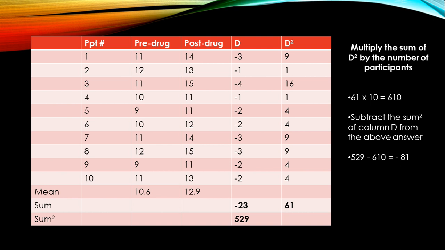Now in bold font, we're at the bottom right hand corner of the table there. So we are multiplying the sum of D squared by the number of participants. So first off, we have to find the sum of D and then the sum of D squared. So column D, we're adding 3 plus 1 plus 4 plus 1 plus 2 plus 2 plus 3 plus 3 plus 2 plus 2, which gives us 23. And then in column D squared, we're adding 9 plus 1 plus 16 plus 1 plus 4 plus 4 plus 9 plus 9 plus 4 plus 4, which gives us 61.